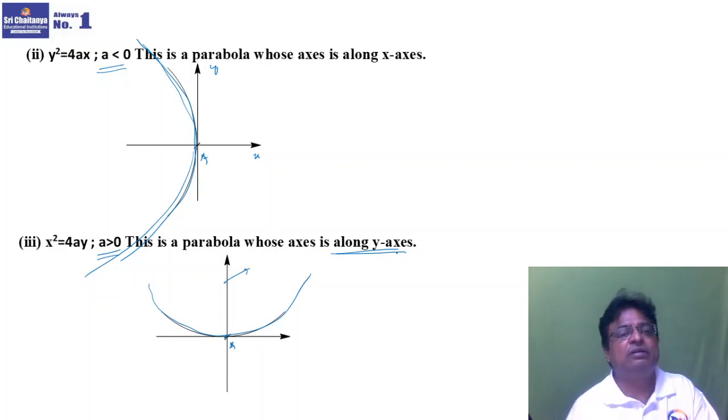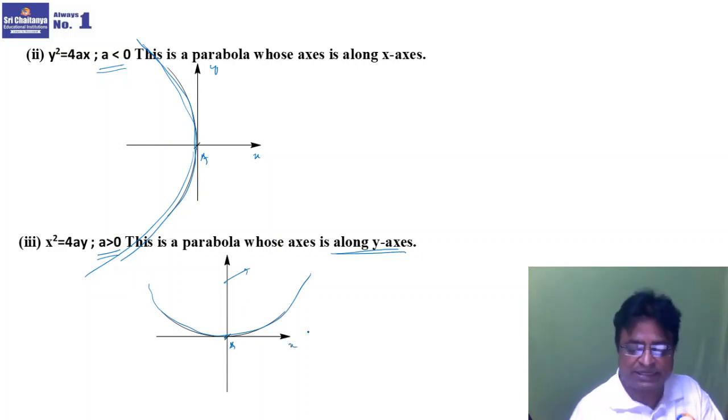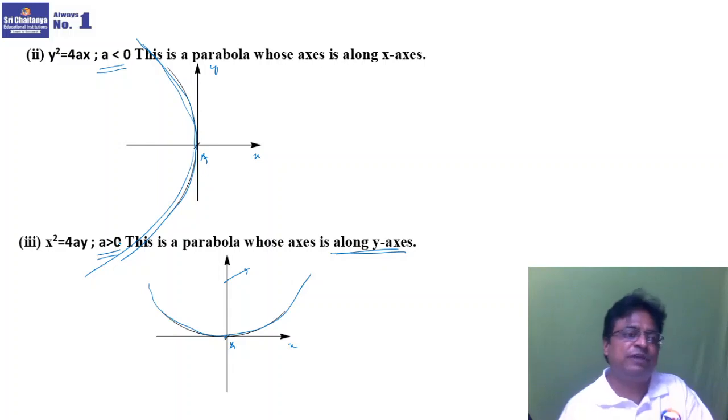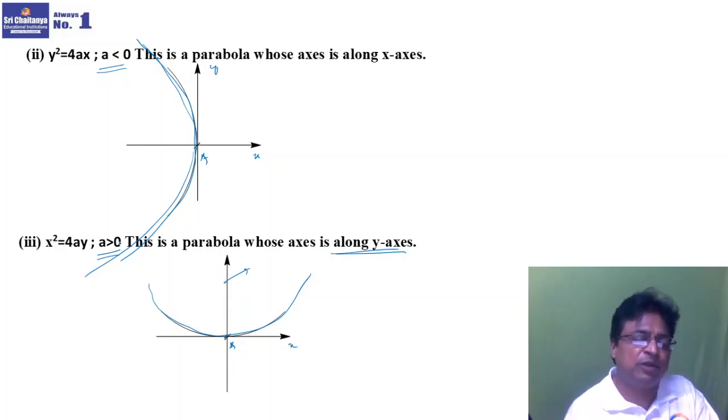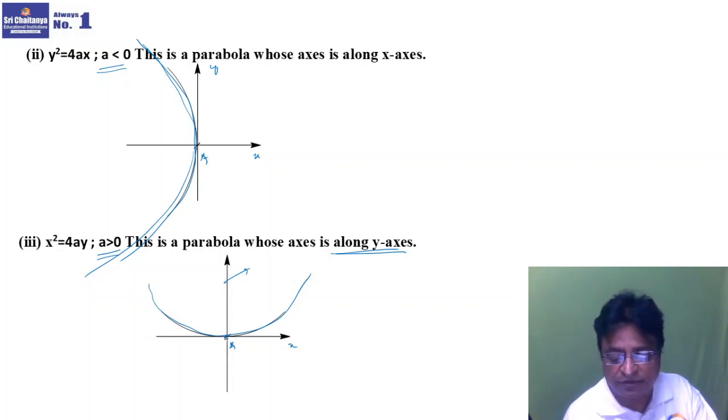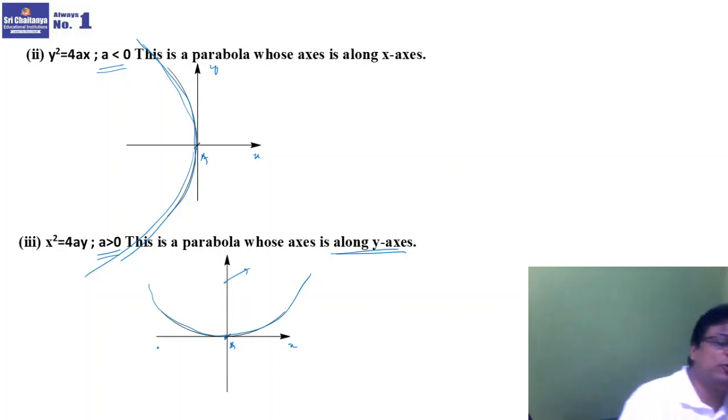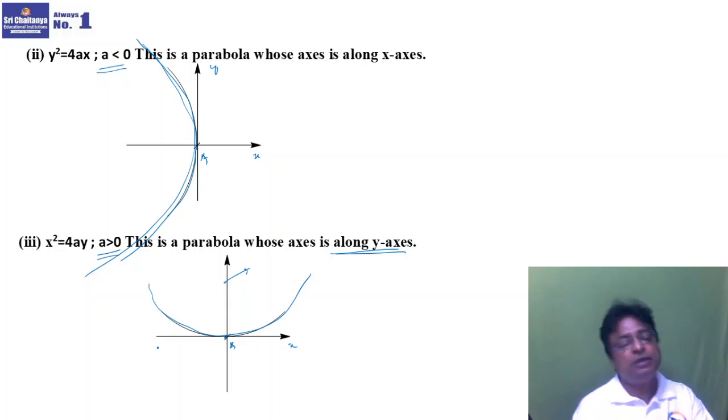It is along the y-axis, and this is the x-axis. So for x square is equal to 4ay and a greater than 0, this is the parabola which is above the x-axis, with the y-axis as the axis, and the tangent at the vertex, or tangent at the origin, where origin and vertex are both the same for this parabola, is the x-axis. Okay, this is about what? X square is equal to 4ay for a greater than 0.